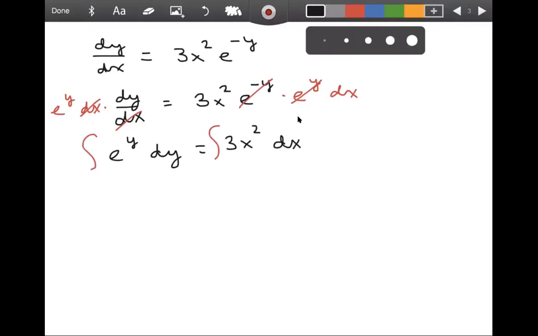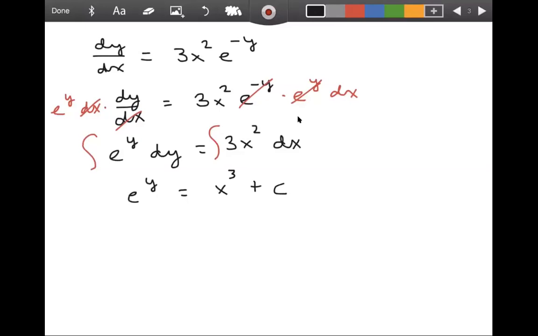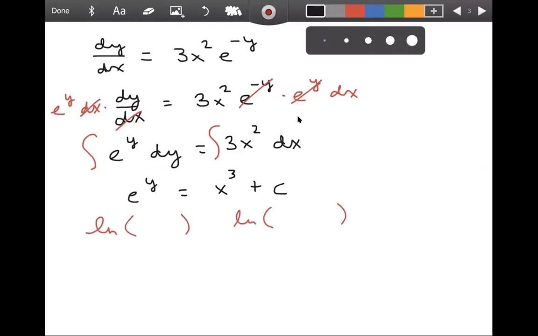All right, so on the left-hand side, I have e to the y. Remember, you don't need the plus c, you only need to put that on one side. Equals the integral of 3x squared dx, which is x cubed plus c, right? And now to solve this equation for y, just take the natural log of both sides. Natural log of e to the y equals natural log of x cubed plus c.